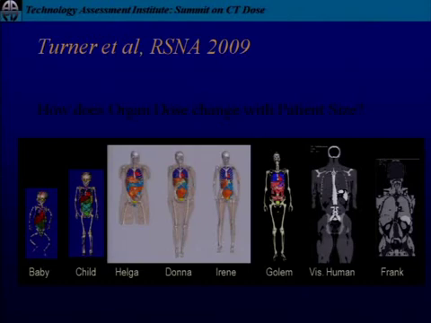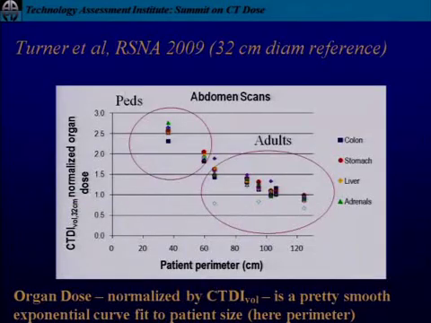Okay, so we did a different thing this time. We didn't do all 4 scanners. We did 1 scanner, but all these patient models again. And this time we looked at organ doses, and I wanted to do this. This is organ dose divided by CTDI volume, specifically to the 32 centimeter phantom, okay? Here's my peds, okay? Here's my adults, okay? Again, if CTDI was organ dose, all those numbers would line up at 1. They don't, because of different patient size, okay?